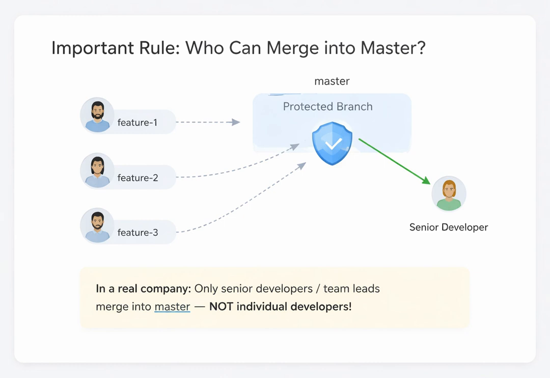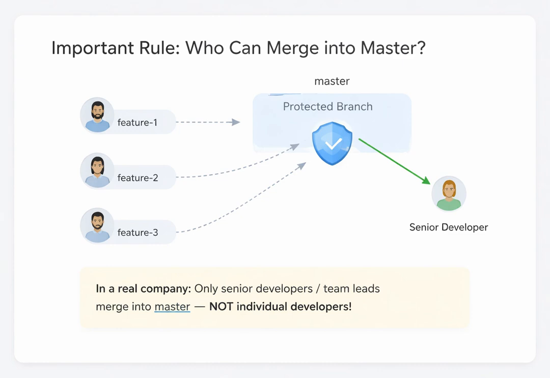Here's a critical real-world rule the instructor emphasizes, and this is something you absolutely need to remember when you start working at a company. In a professional environment, you as an individual developer will almost never be allowed to merge your own branch directly into master. The master branch is protected. Only senior developers, team leads, or designated reviewers have the authority to merge code into master.